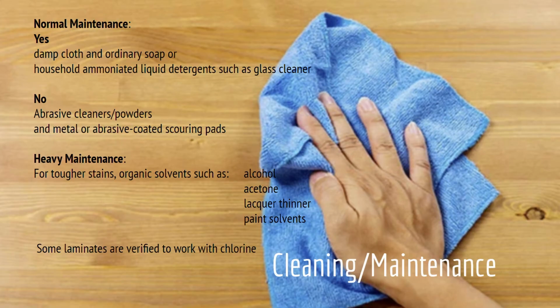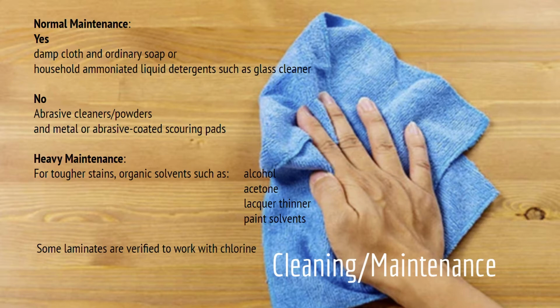Cleaning and maintenance. Surfaces of decorative laminates may be cleaned with a damp cloth and ordinary soap, or a household product like glass cleaner. Abrasive cleaners and powders and metal or abrasive coated scouring pads should not be used on most laminates, as they may permanently dull and scratch the finish and make it more susceptible to staining. Some laminates are even verified to work with chlorine.